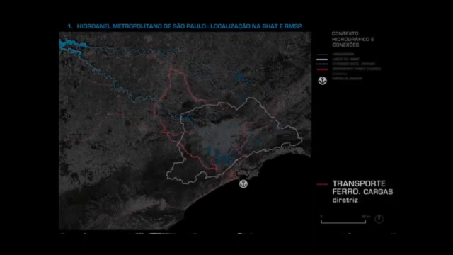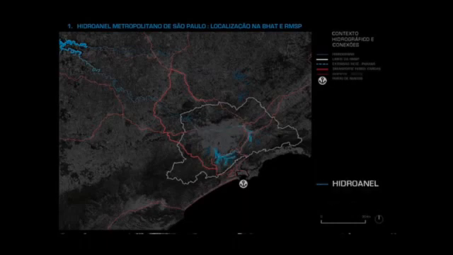These are the borders of the metropolitan area as well as the river basin.